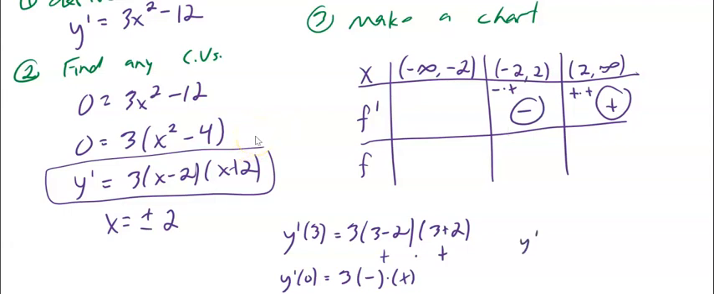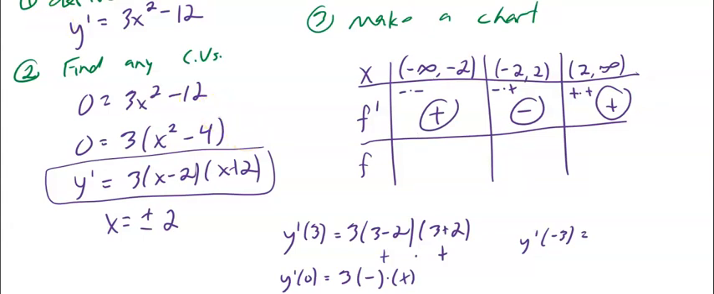negative times a positive, so it's negative. The next one I'm going to check is y prime of negative 3. And that gives me a negative times a negative, which overall is going to be a positive. I'm not going to go over that because I'm running low on time here.